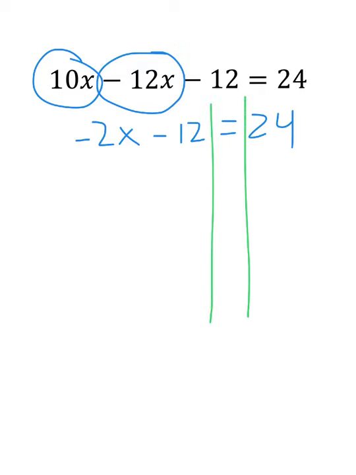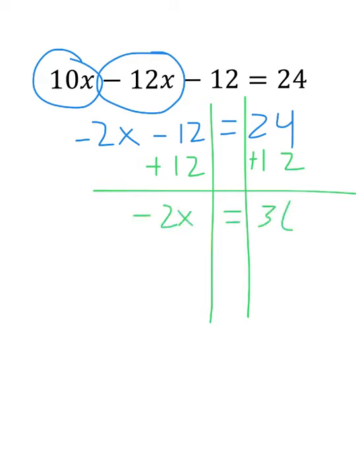So we'll draw our railroad tracks there, and we want to isolate that x. The first thing we want to do is the opposite of the order of operations. So we are going to add 12 to both sides because that is the inverse of subtraction. We are left with negative 2x is equal to 36. Then we'll divide by negative 2 on both sides to undo that negative 2 times x. We'll be left with x is equal to 36 divided by negative 2, which gives us negative 18.